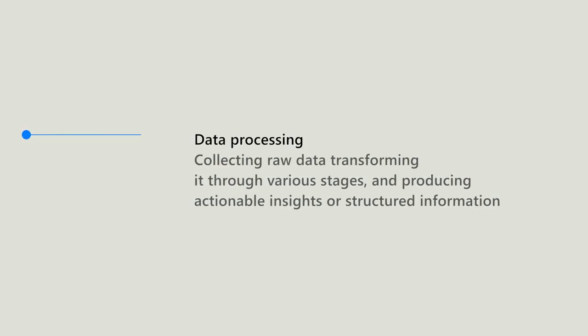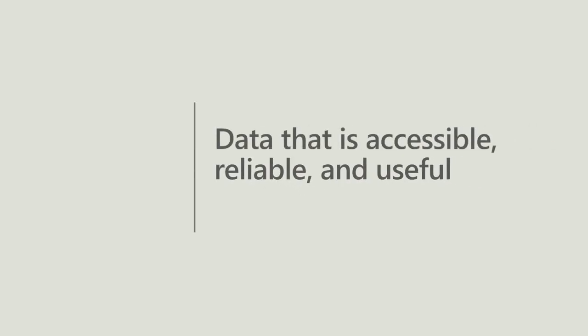Data processing involves collecting raw data, transforming it through various stages, and ultimately producing actionable insights or structured information. This process can include steps such as validation, sorting, summarization, aggregation, analysis, and reporting. The aim is to convert raw data into a format that is accessible, reliable, and useful for end users such as business analysts, decision makers, and automated systems. The journey from raw data to meaningful insights involves several key stages.